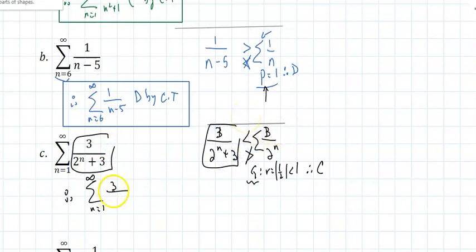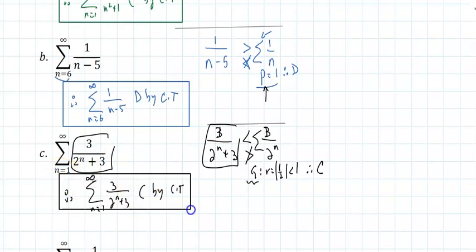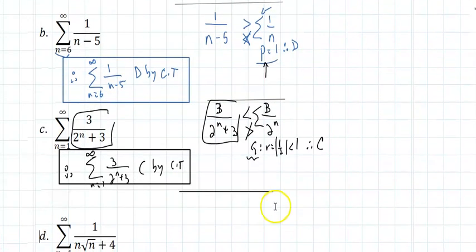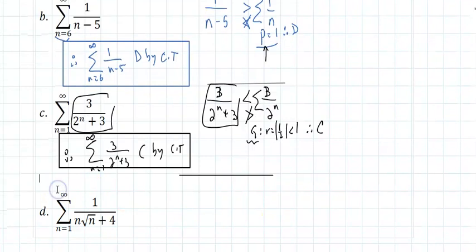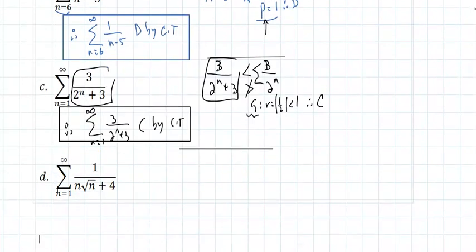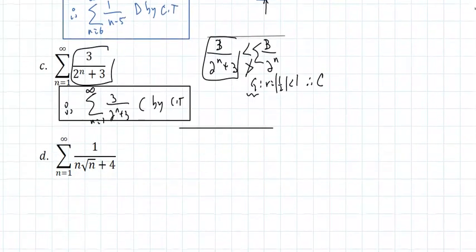So, 3 over 2 to the n plus 3 converge by the comparison test. This might seem simple. Believe me, in calculus, this is a living hell. Here, they're telling us exactly what to do and what test to apply. And if I look at this problem, again, I could use the integral test on most of those.